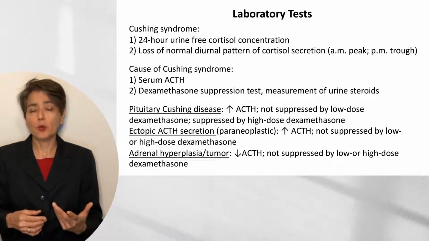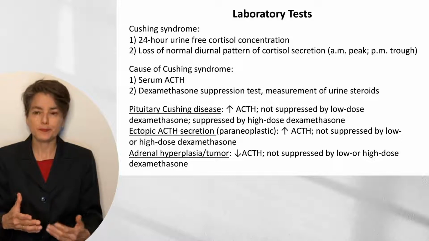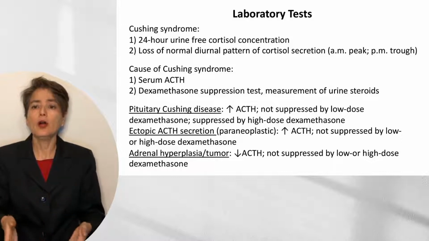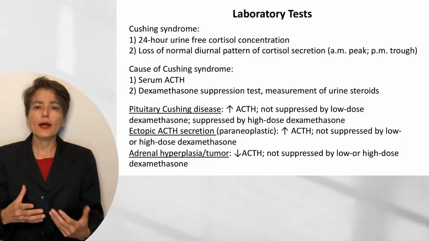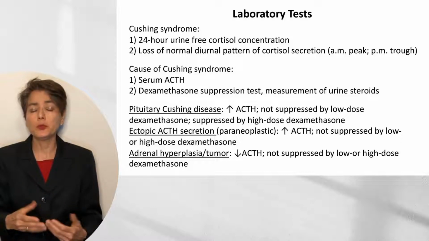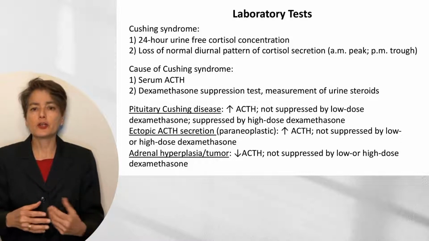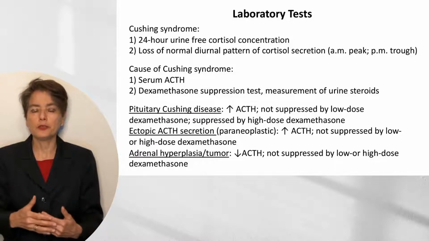Now, another thing that's important is, as you'll recall, there is a diurnal pattern of cortisol secretion, where we have a peak of cortisol when we first get up and then a trough later in the evening. And when you have Cushing syndrome, you will lose this normal diurnal pattern. So if you were to do, say, a salivary measure of cortisol and you see there is no variation, this will help you to know that this is Cushing syndrome.